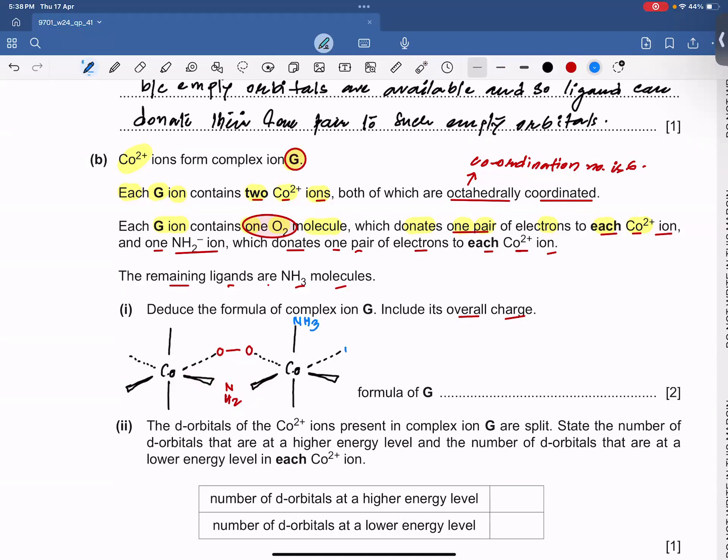1, 2, 3, 4. 1, 2, 3, and this one is 4. That's the structure I can suggest.